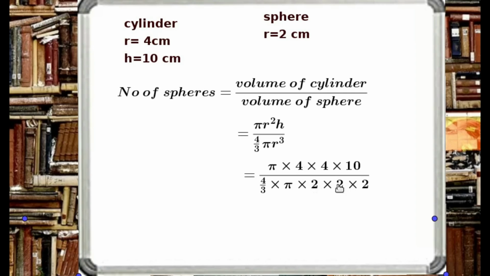Then 2 into 2 equals 4. This 4 also cancels. This 4 is cancelled by these 2s. And 10 by 2 gives 5. Therefore the numerator is 5 only, and the denominator is 1 by 3. So 5 divided by 1 by 3 equals 5 into 3 by 1, that is 15. Number of spheres equals 15. Clear? Then we can discuss the next question.